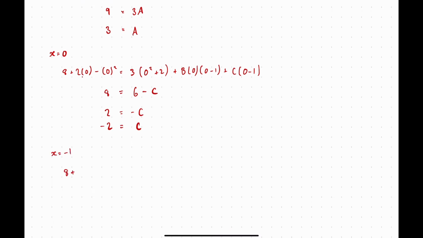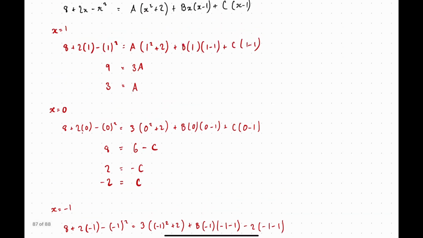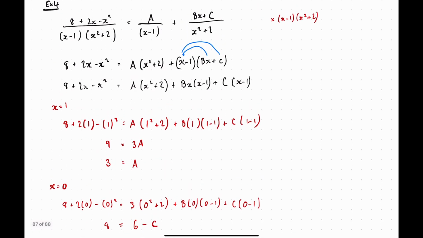So that's going to give us 8 plus 2 lots of -1 minus -1 squared is equal to my a term, which is 3, and then x squared. So I'm going to put a bracket around this because it's all of -1 squared, it's not -1 squared, plus 2, plus my b, which I don't know, -1, plus my c term, which I do know, so actually that's -2, -1. Okay, so replacing all of my x's with -1, and my a and c with the values of a and c.